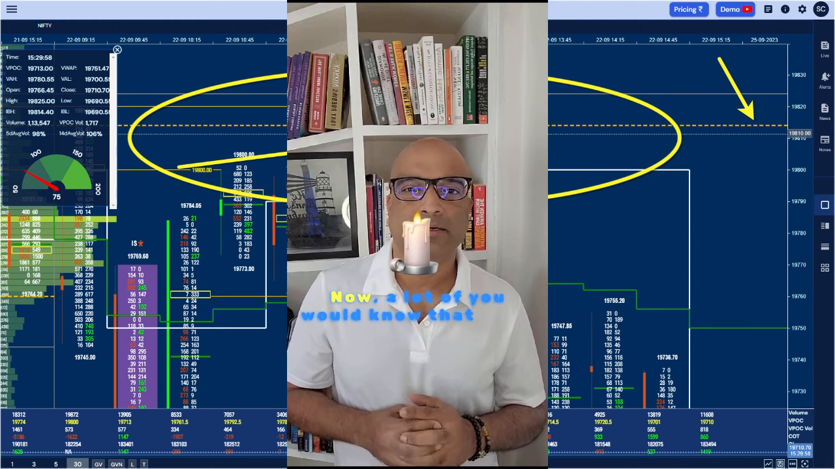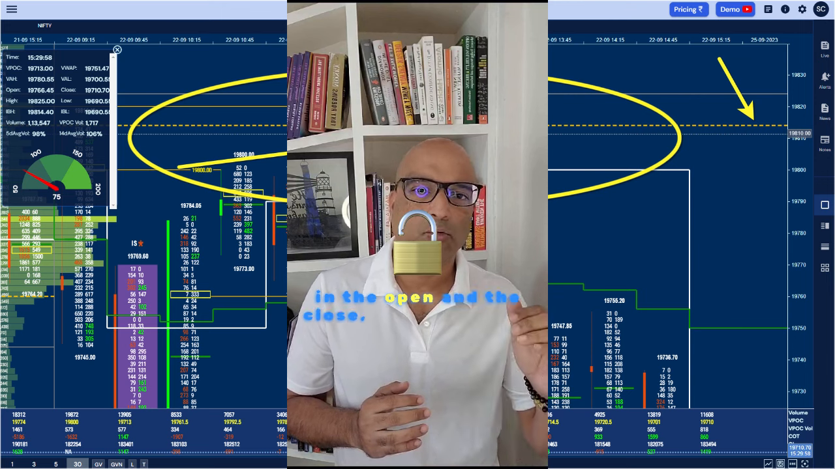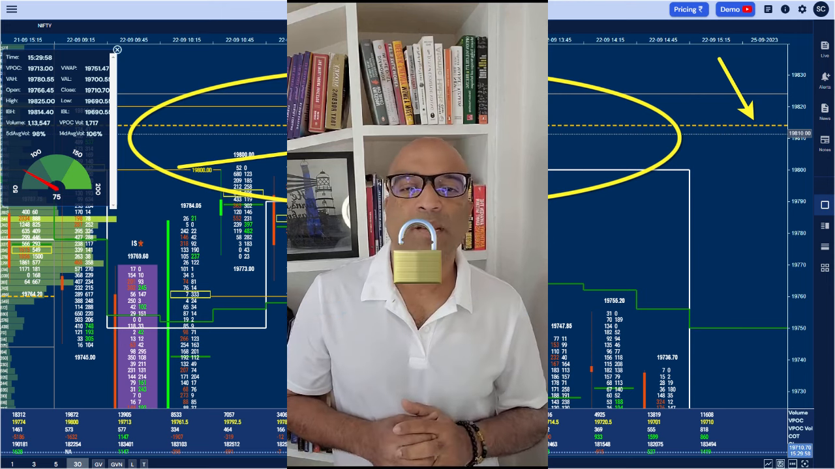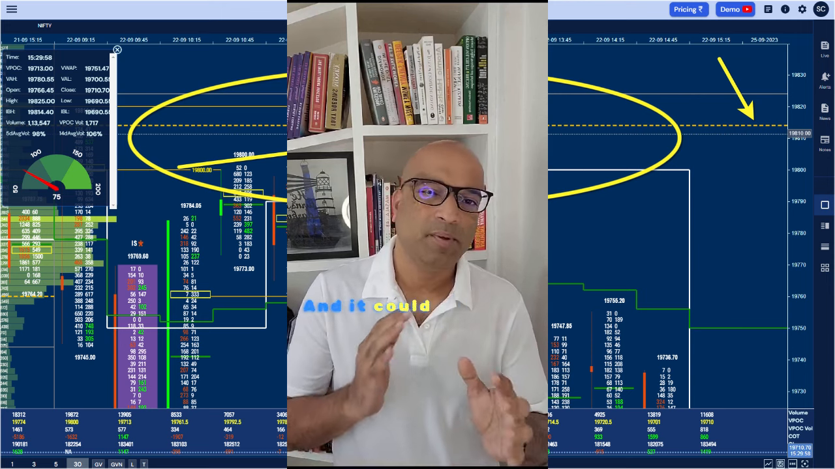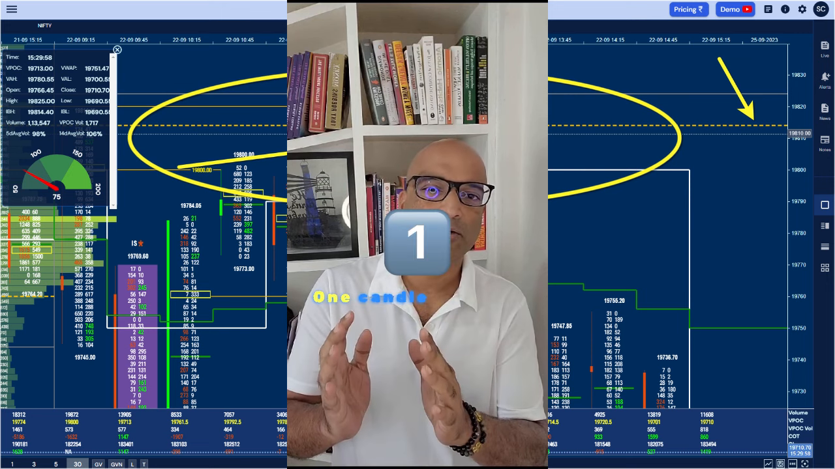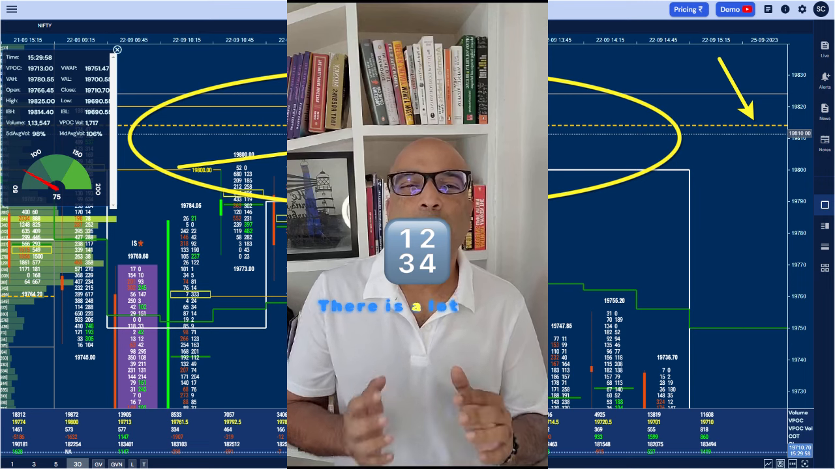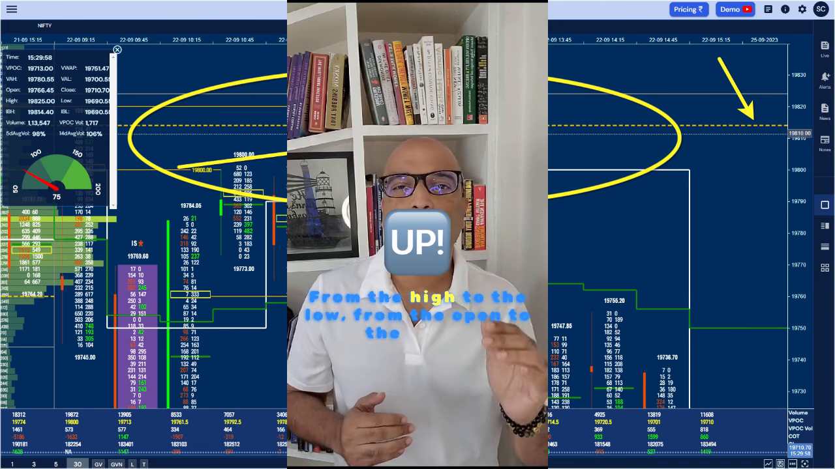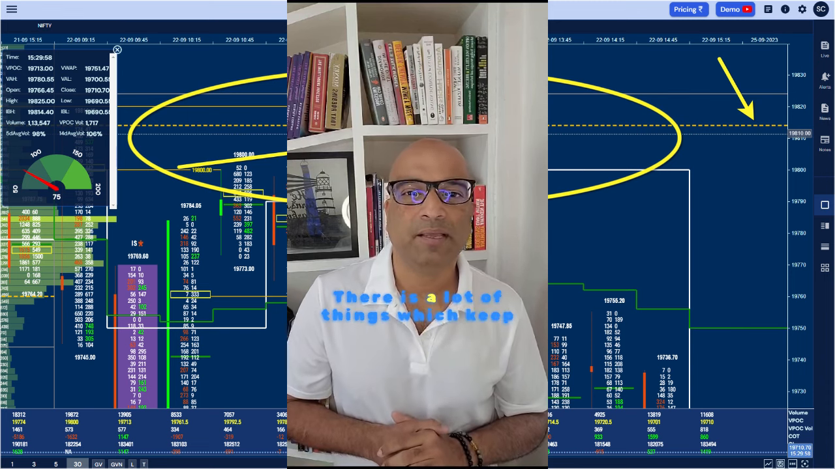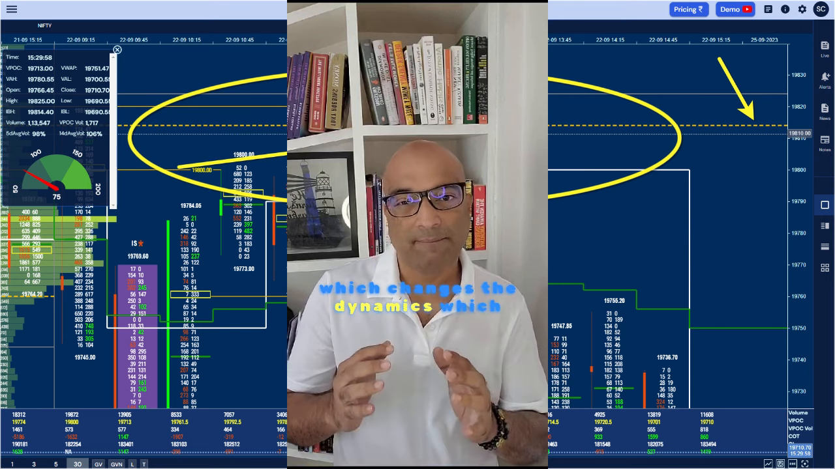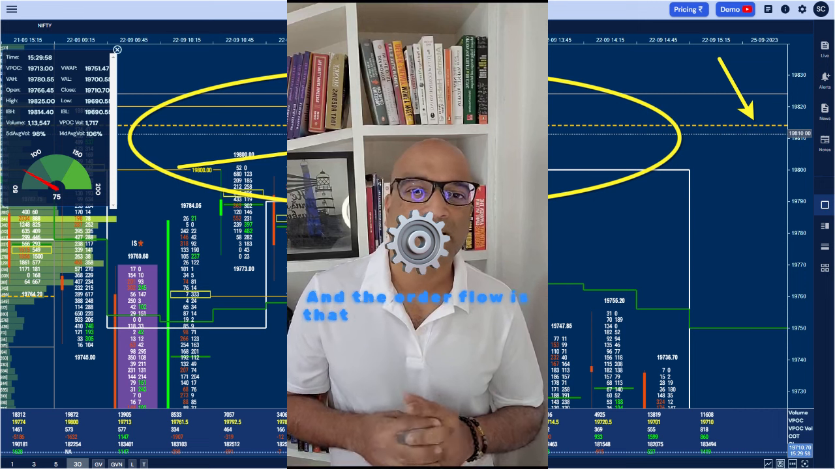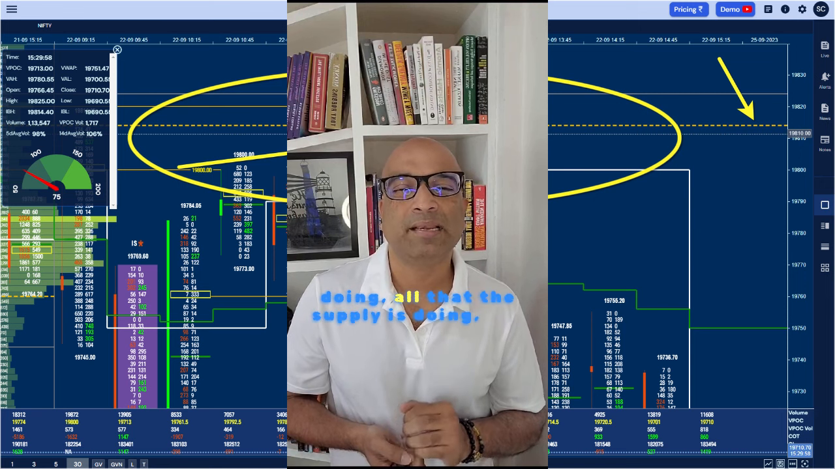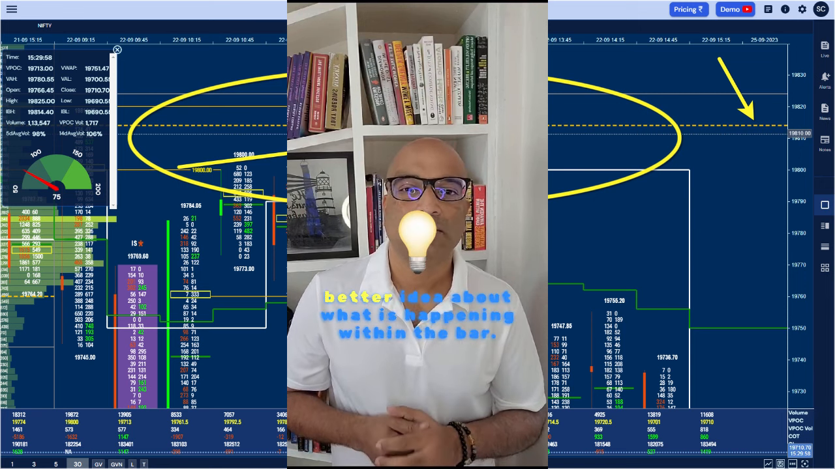Now, a lot of you would know that when the close is higher than the open, the candle color is green, and when the close is lower than the open, the candle color is red, right? And it could be at the same size, at the same place, but one candle could be red, one candle could be green. But there is a lot more math which happens within that candle, from the high to the low, from the open to the close. There are a lot of things which keep happening, which change the dynamics within the bar. And order flow is that tool which we have to look at all that the demand is doing, all that the supply is doing, and get a better idea about what is happening within the bar. So that's order flow.